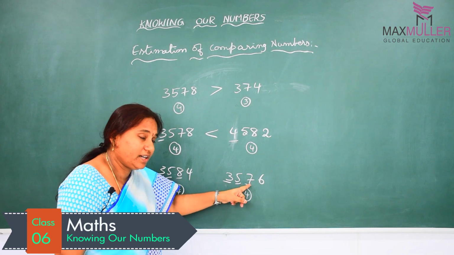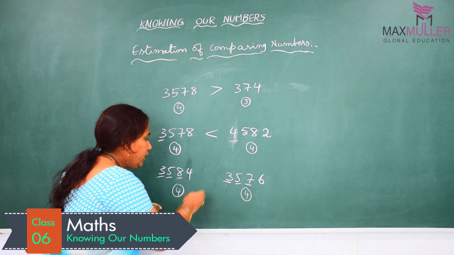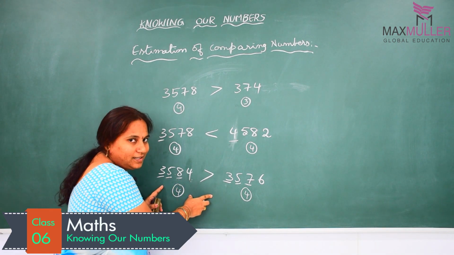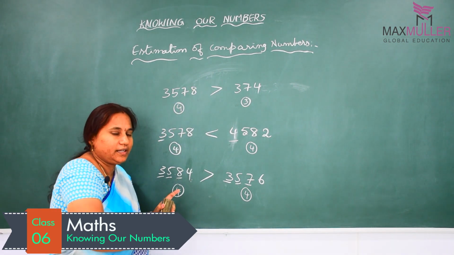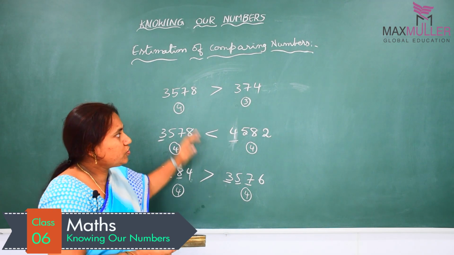Which one is the biggest one? Either 7 or 8. 8 is the biggest one. Then we have to say here 3584 is the biggest number. Like this we have to compare the numbers. Whenever they are asking us to compare the numbers, check in this way.